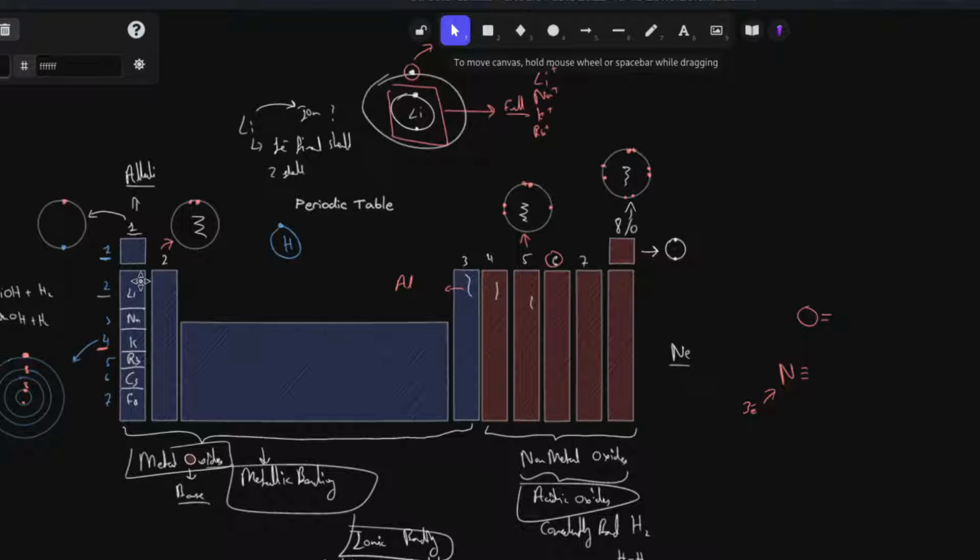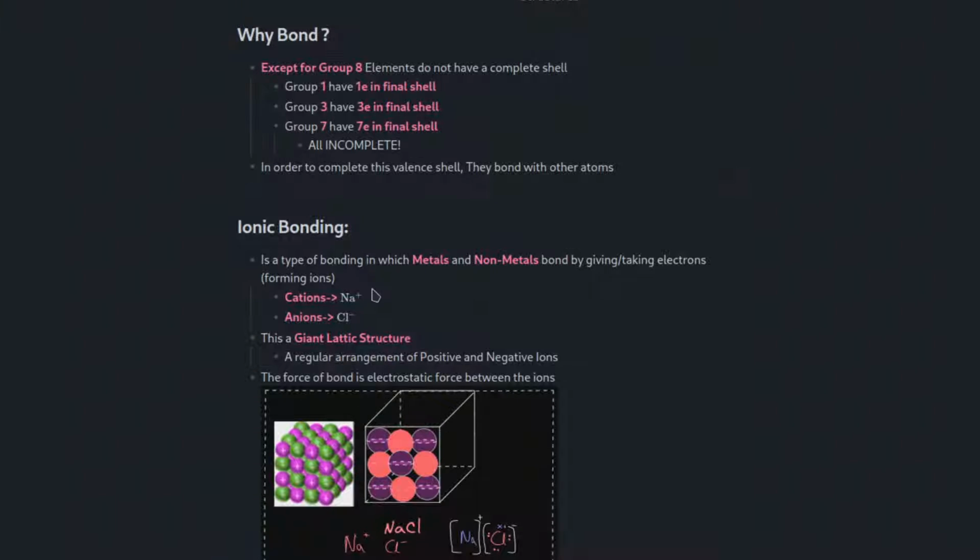If these two bond together, they form an ionic bond, and this bond is formed when an electron is given or taken away from an atom. So the metals form positive ions because they have less than 4 electrons, so it is easier for them to lose 1 electron and form the complete shell.